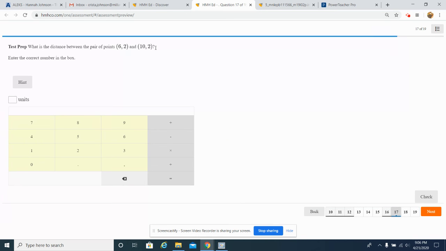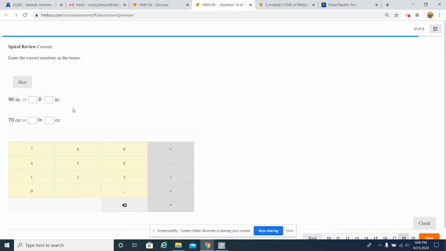All right, again, what's the distance? You should have learned that. If you don't know how to find the distance by subtracting, then plot it on a coordinate grid and then count how many units over it is. All right, here's some spiral review.